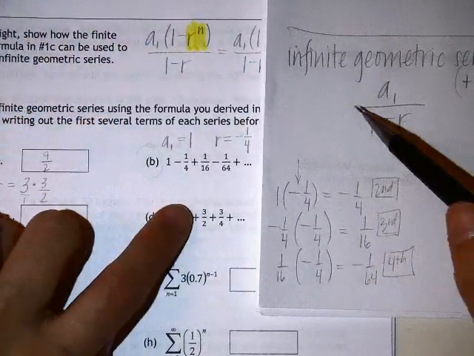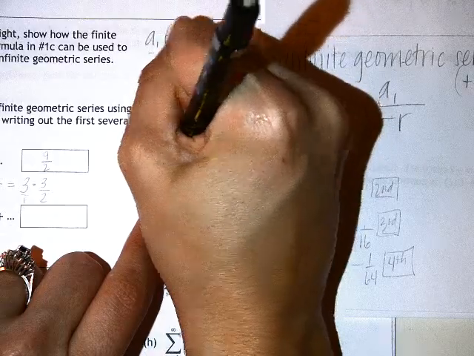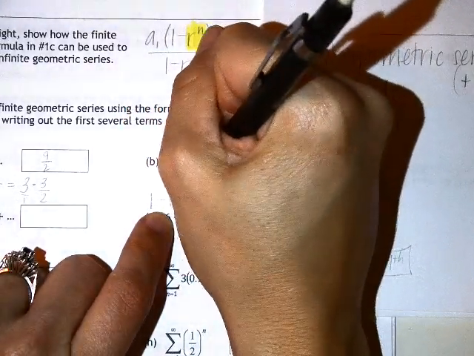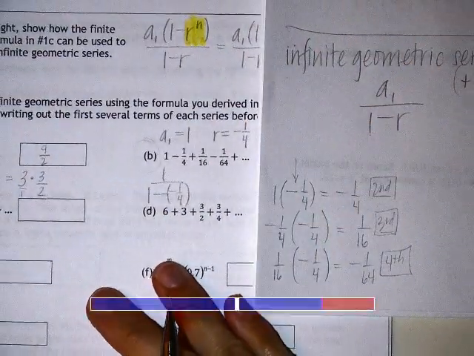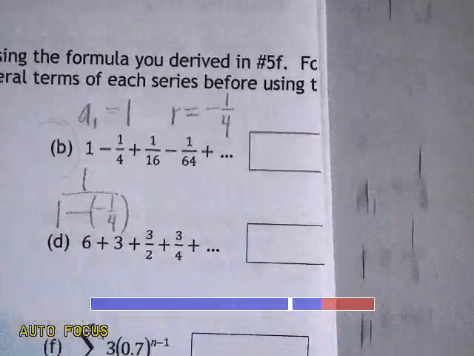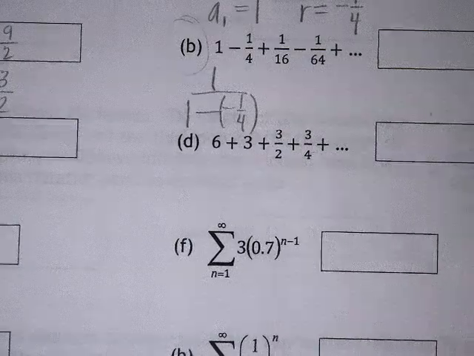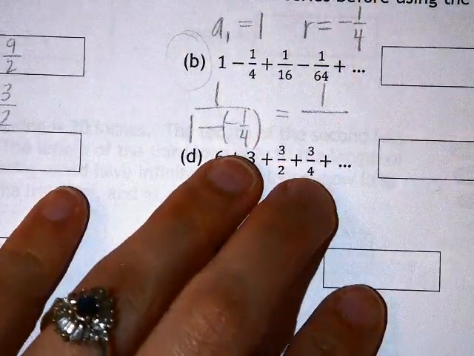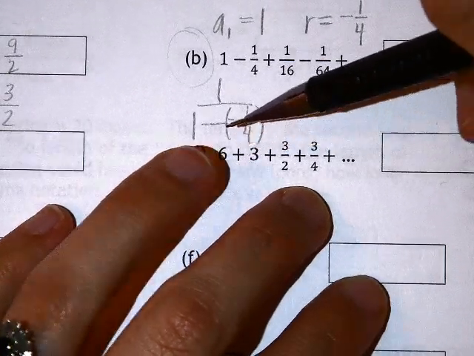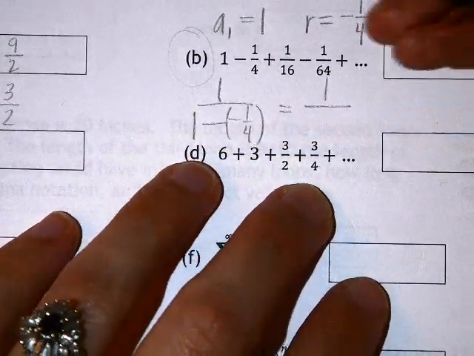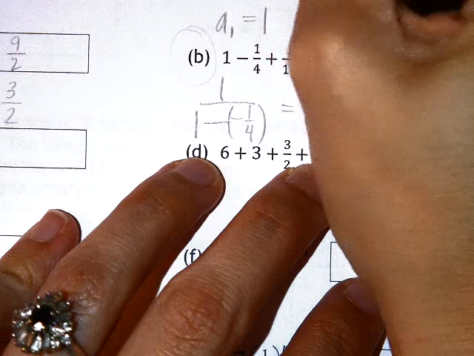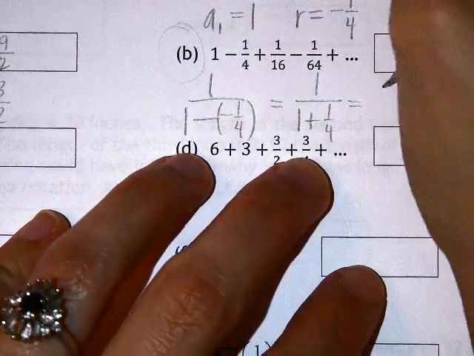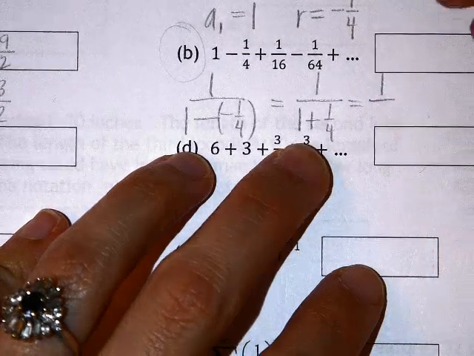The formula is a sub 1, which we said is 1, over 1 minus R, which we said is negative 1/4. Now we'll just have to be a little bit careful with our algebra here just to ensure that we have all these details straight, especially in the denominator. So on the top I just have 1, that's easy. In the denominator I have 1 minus negative 1/4. Minus negative becomes plus, so 1 plus 1/4. And now I need to think for a moment. That's 1 over 1 plus 1/4.